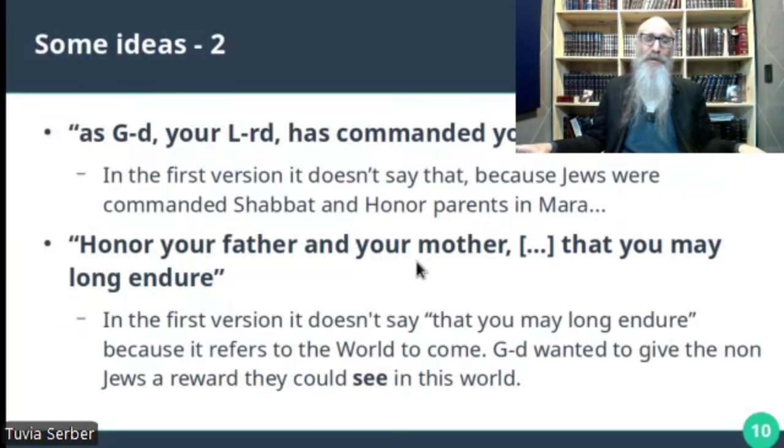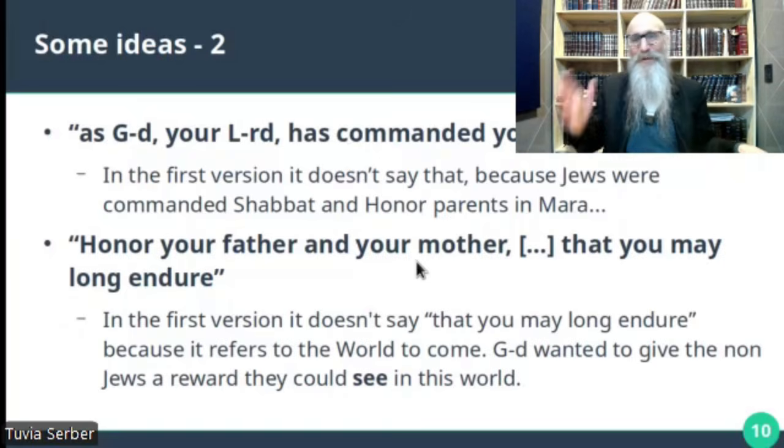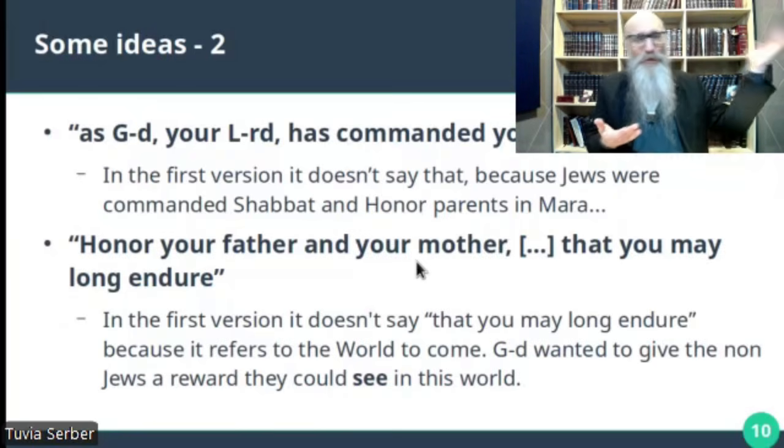Why? Because when God offered this first version of the Ten Commandments to the non-Jews, you can't just say, you will have a long life in the world to come. What? How do you eat this? Is it going to fill my pockets with dollars or not? Then I don't want it. I don't care. Give me something I can actually understand. If you're going to reward me, give me a reward in this world, not the world to come.